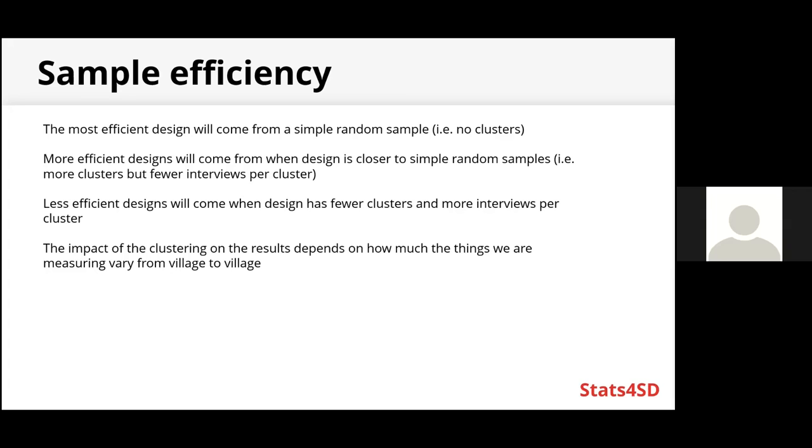But when you get something which is very, very different from village to village, then this issue of which villages we select becomes hugely important. And the more efficient designs we get are the ones which are closer to simple random samples, just a single sample, rather than this two-stage sample process, which introduces additional elements and needs to be factored in.